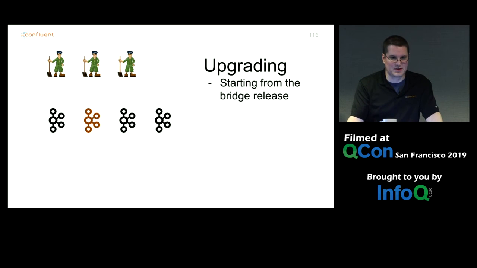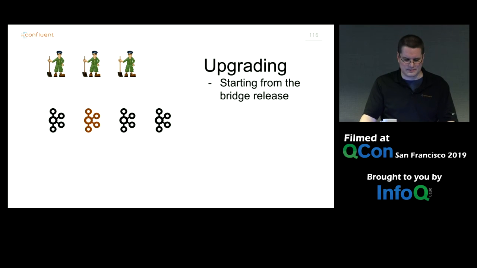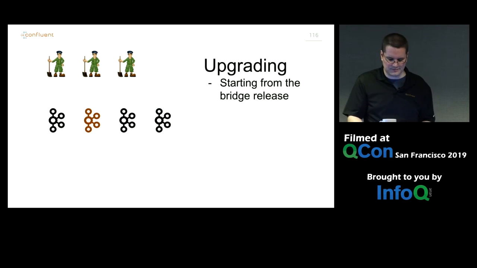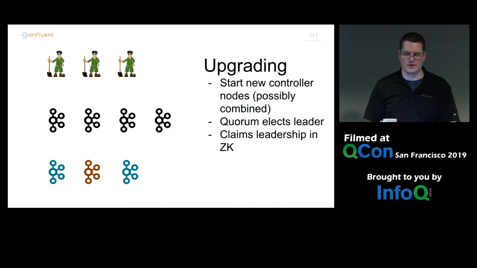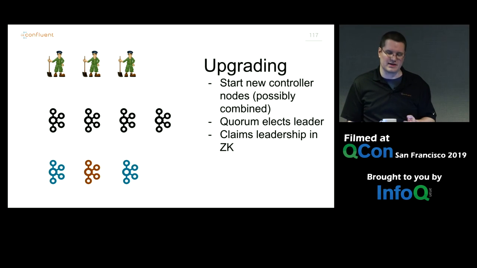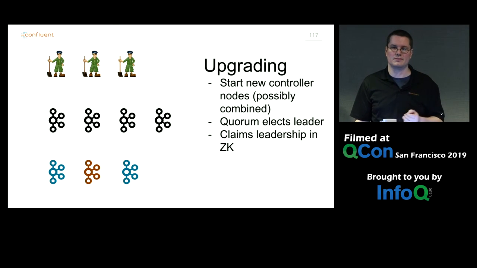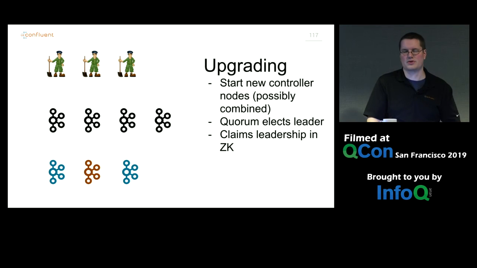So let's say you're doing this upgrade to a post KIP 500 release. You would start from this bridge release, which remember has no Zookeeper access from tools and no Zookeeper access from brokers other than the controller. And the first thing you would do is you would start the new controller nodes for the release you're upgrading to. Now that quorum will elect a leader, and it will claim the leadership in Zookeeper. So basically, the new controller will take the leadership and maintain the leadership throughout the upgrade process.